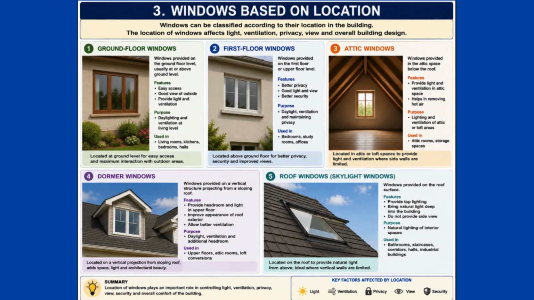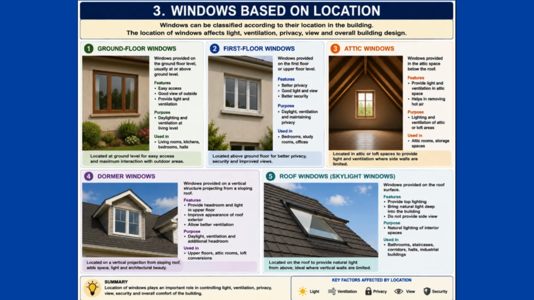Ground floor windows: located at ground level. They provide light, ventilation and easy access to outside views. First floor windows: located above the ground floor. They provide light, ventilation, better privacy and security. Attic windows: located in the attic or loft. They provide natural light and ventilation to the attic space. Dormer windows: project vertically from a sloping roof. They provide light, ventilation and additional headroom.